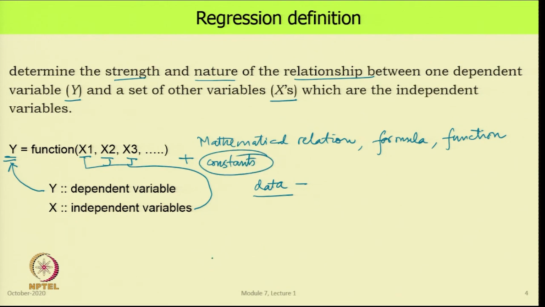So, that is what we are meaning by first making a relationship between these variables, and this is the nature of the relationship, that what mathematical shape it takes. And then we also have to talk about the strength of this relationship, that how strongly are these two sets connected to one another, which is to say how strong is y connected to x1, x2, x3 and so on.